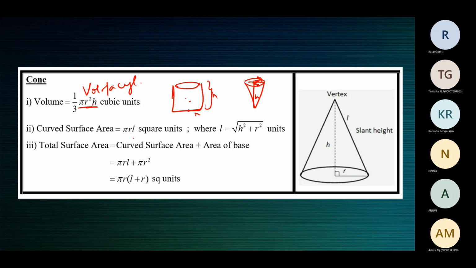However, pi r into r plus L is the formula to find the TSA of a cone. What did I tell you?